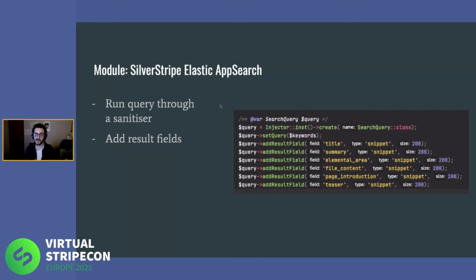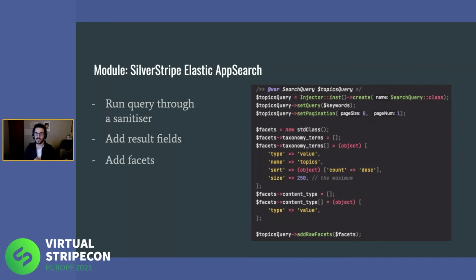In these cases, we're returning title, summary, elemental area, and this type snippet size 200 means that it's coming back with 200 characters. And if it's a snippet, then it gives you that highlighted section of where it has matched. So if I'm searching for the word Andrew and I find the word Andrew in the title, it'll come back in italics, not bold. That was another Jira ticket.